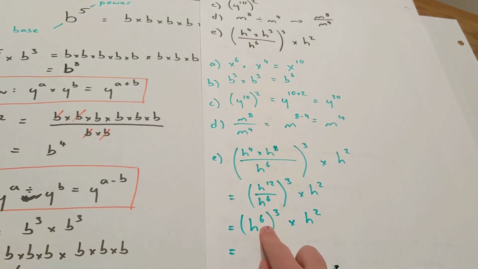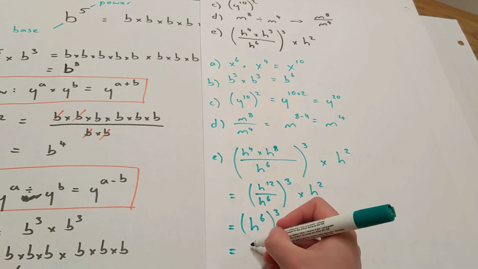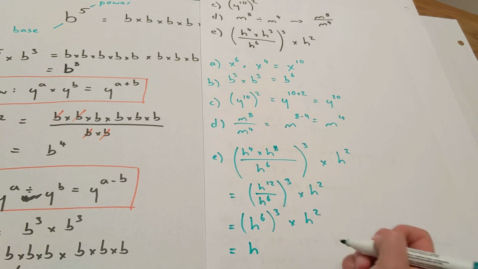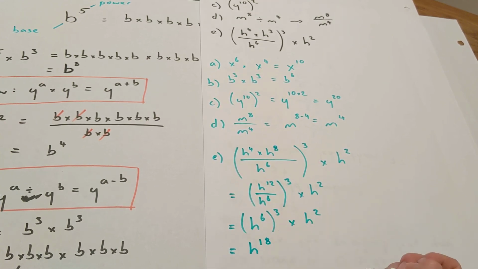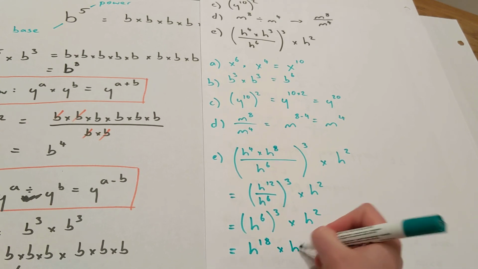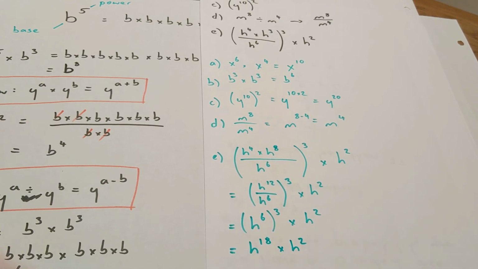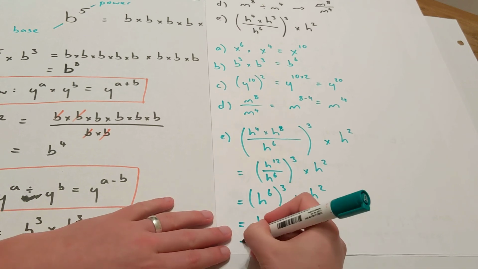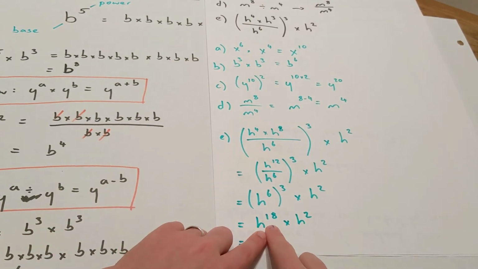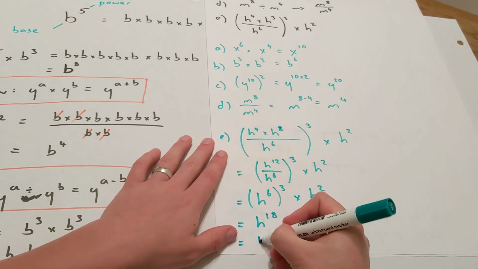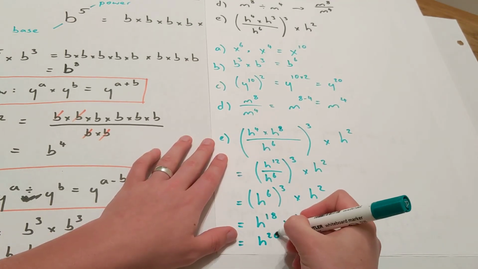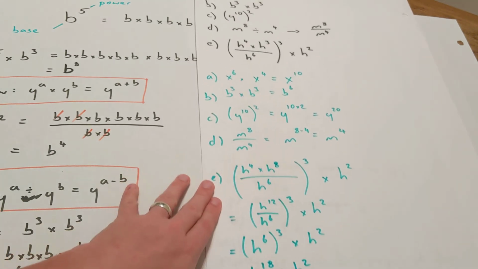Now I need to use my third law. I've got a power to another power. Remember, that means I times them together. So that means now I've got h to the 6 times 3, 18, times h squared. And then finally, we're back to using our first law. I've got a power times a power with the same base, so I just add them. That's going to give me h to the 20 as my final answer.